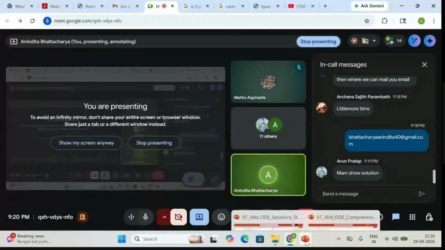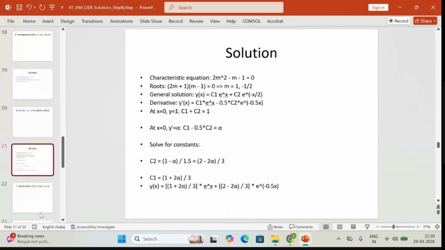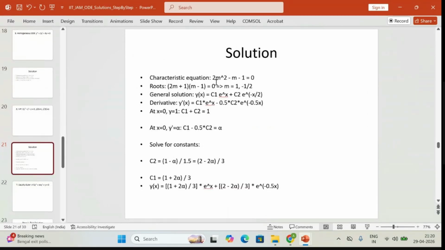Okay, Arun. So the characteristic equation is 2m squared minus m minus 1 equals 0. The roots come from the factors 2m plus 1 and m minus 1, which are equal to 0. So either m equals 1 or minus half. So the general solution is c1 e to the power x for m equals 1, and for m equals minus half, it is c2 e to the power minus x by 2.